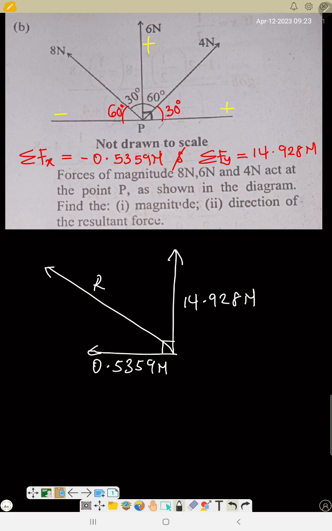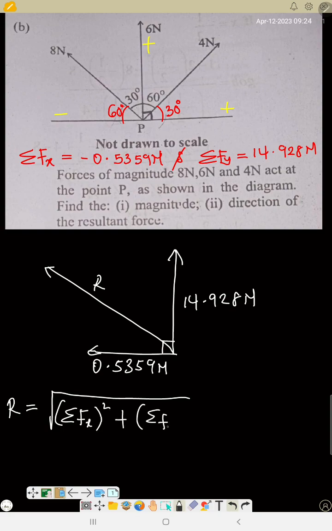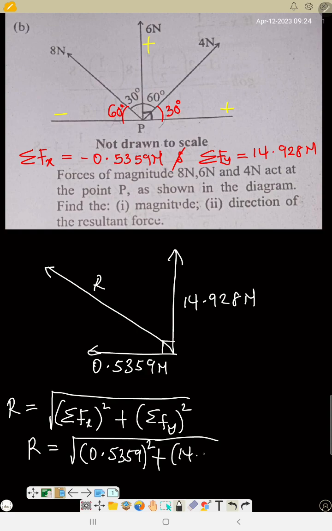Remember this is 90. So now for the resultant of two vectors which act at 90 degrees to each other, we have the square root of summation Fx square plus summation Fy square. So our resultant R is equal to the square root of 0.5359 square plus 14.928 square.